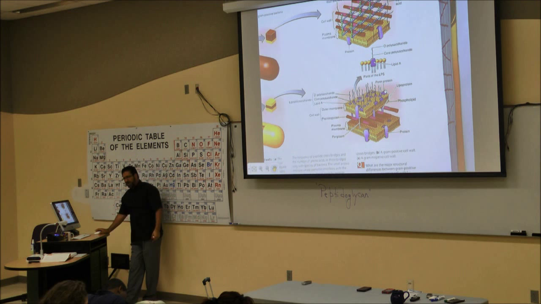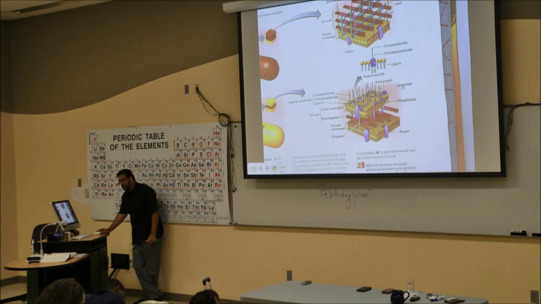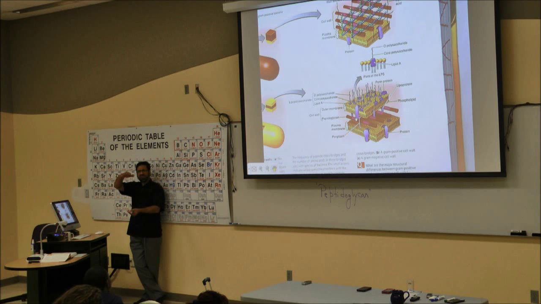Now, remember, in gram-positive, what's the anchor? What component attaches to the plasma membrane? Lipoteichoic acid. Now here you have two layers that need to be attached to the plasma membrane. You have peptidoglycan, and then you have outer membrane. So the part that attaches these two layers to the plasma membrane is called lipoprotein. You see these purple bars here? These are lipoproteins. Think of them as if you have a club sandwich, you put a long toothpick through the middle to hold the layers.